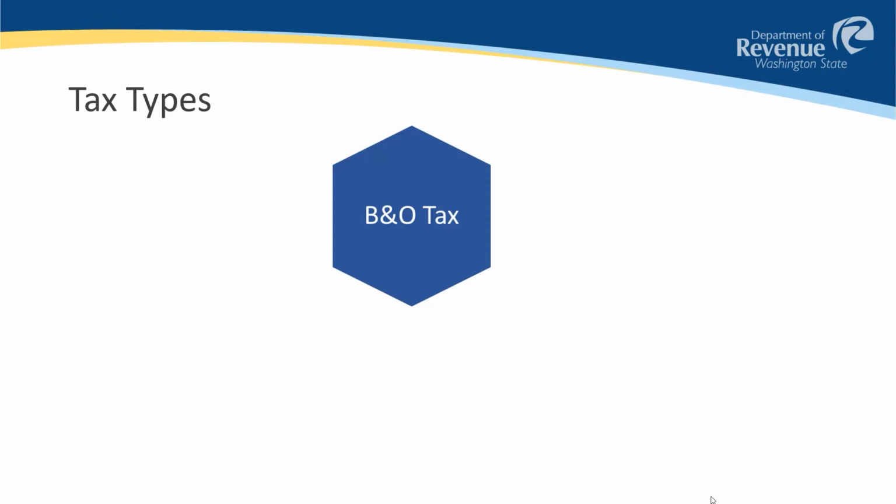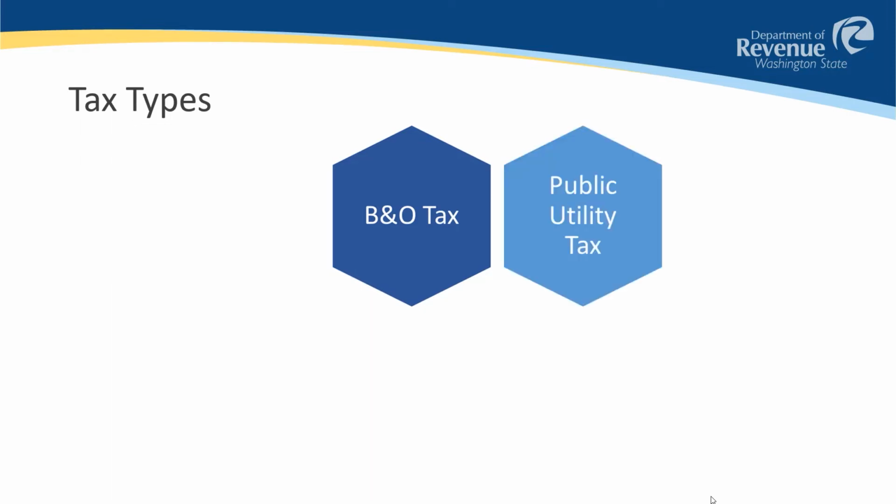There are more than 50 tax classifications with varying tax rates. The classification you report under is based on the business activity you perform. Today, I will discuss retailing, wholesaling, manufacturing, and service and other activities B&O taxes.